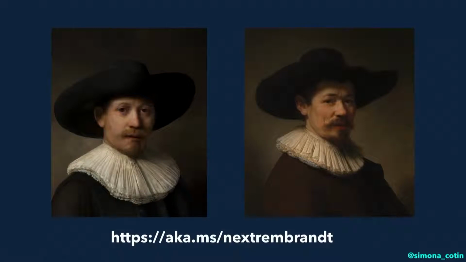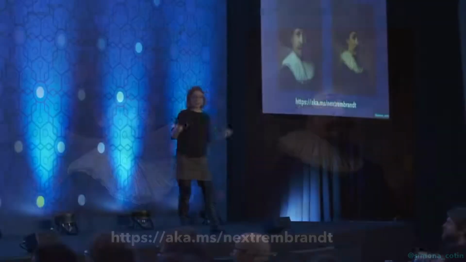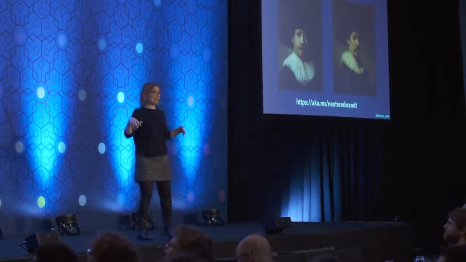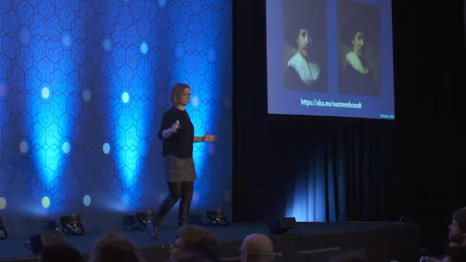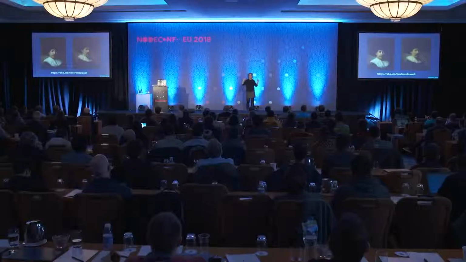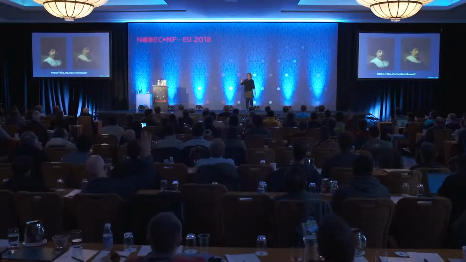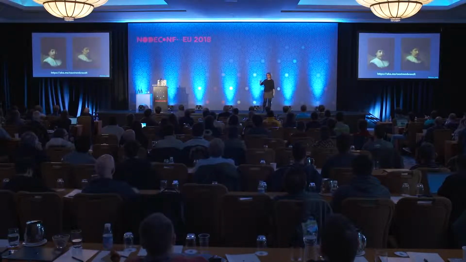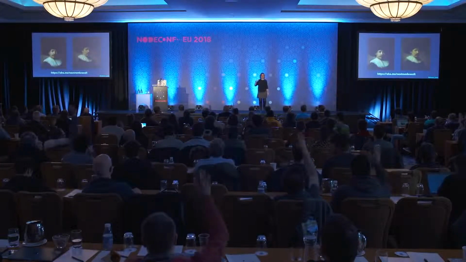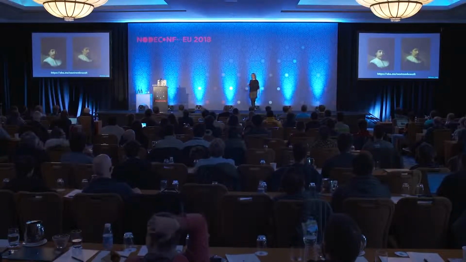The next thing that's super interesting is this project called The Next Rembrandt. You can see here we have 2 pictures of Rembrandt, and one of them has been generated by AI, and the other one is the actual original Rembrandt. So who here thinks that the picture on the left is the original one? There's a couple of hands here, maybe 20% of the room. Who here thinks that the other picture is the original one? Oh, more people. Okay, so you're better at this.